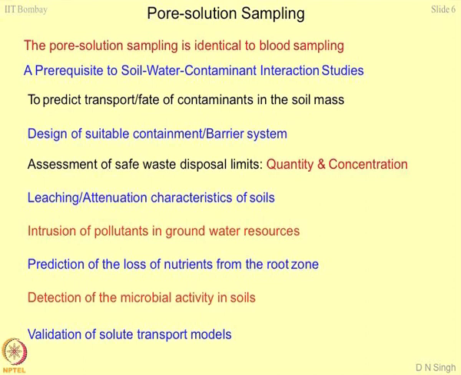The second thing we are talking about is the attenuation characteristics of the soils. What it indicates is that whatever contaminants you are pouring on the soil sample remain captured in the soil mass. Attenuation is the stopping property of the soils. These types of studies will also be very significant and useful when you talk about intrusion of pollutants in the groundwater resources.